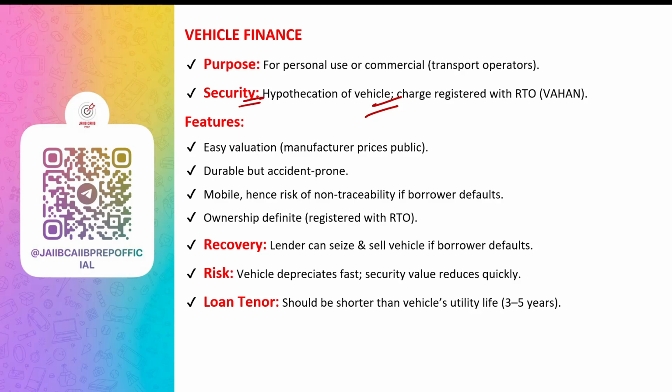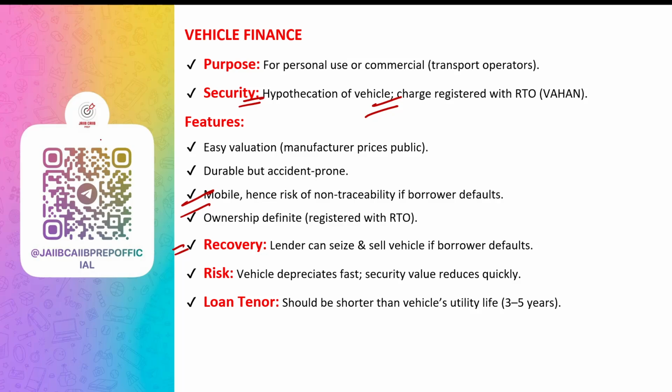Now, valuation is very simple. Manufacturers publish prices and market values are transparent, and vehicle lasts for years, but again they are prone to accidents. So they are somewhat durable assets, and being movable, vehicles can be hidden or relocated if borrower defaults. So mobility risk is always there, and ownership is registered with a regional transport authority. Transfers without owner's consent is quite difficult.